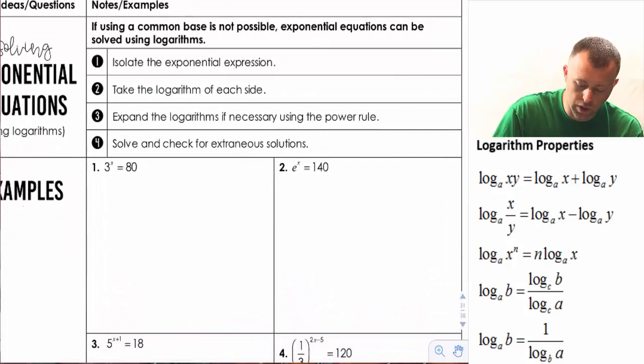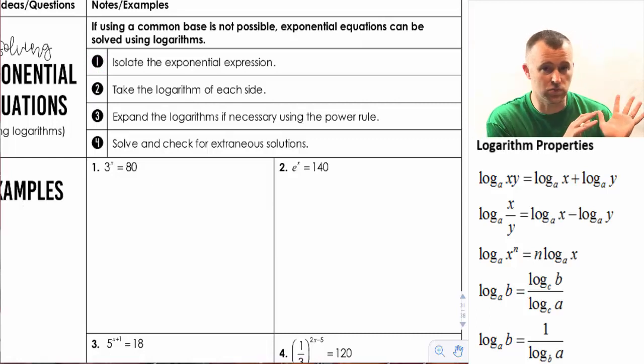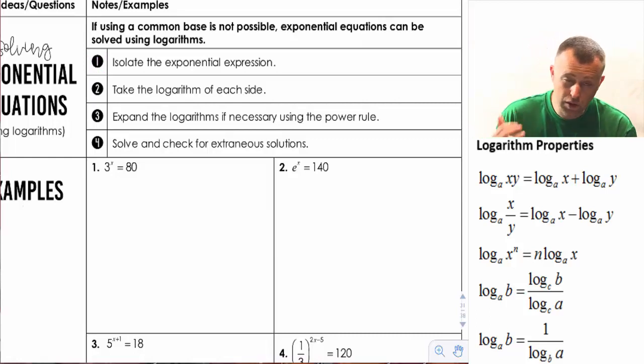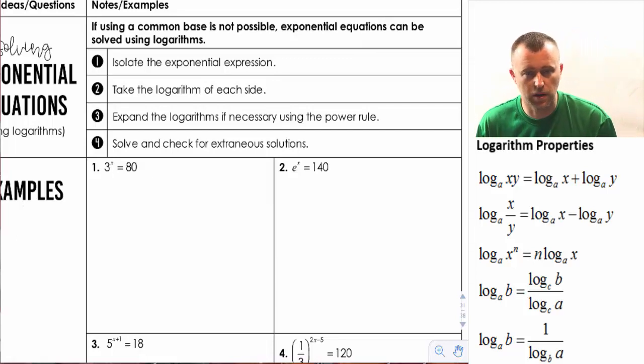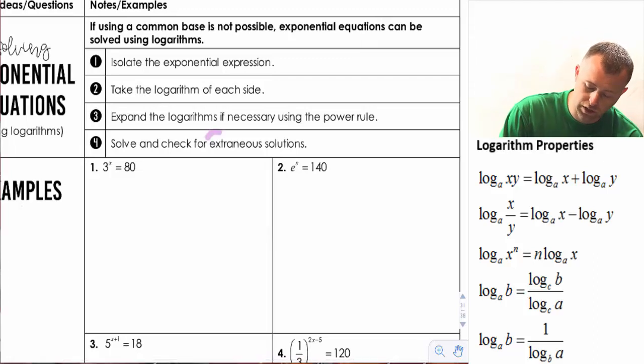So what we're going to do, number 1, is isolate the exponential expression. Once we get it isolated, which means every other number is moved to the other side, then we take the log of both sides. That's just like dividing both sides by a number, or adding to both sides. You're doing the same thing to both sides, just algebra, but with a logarithm. Then we're going to expand the logs using the power rule. That power rule is going to be super important for what we're doing today. And then we solve, and as always, check for extraneous solutions.